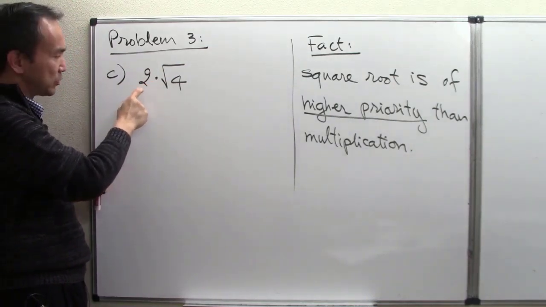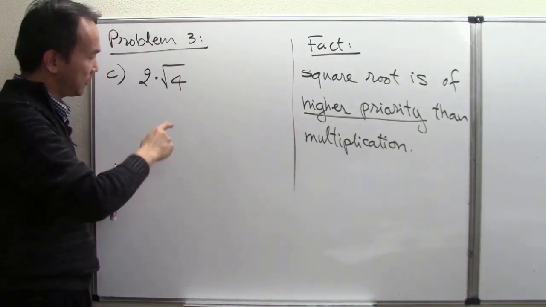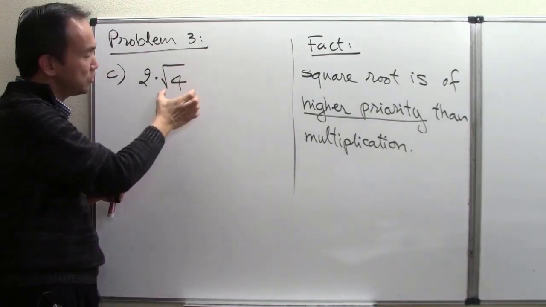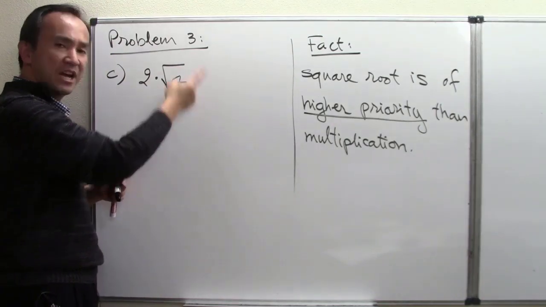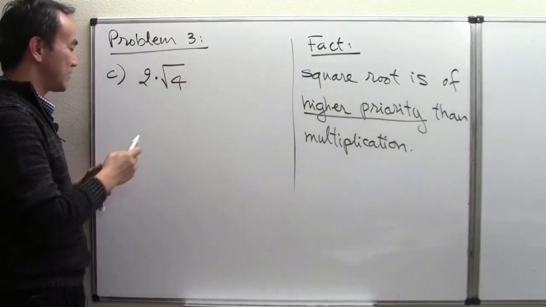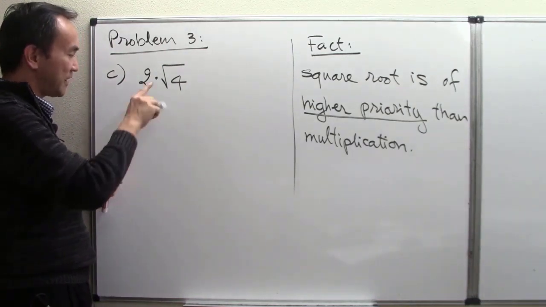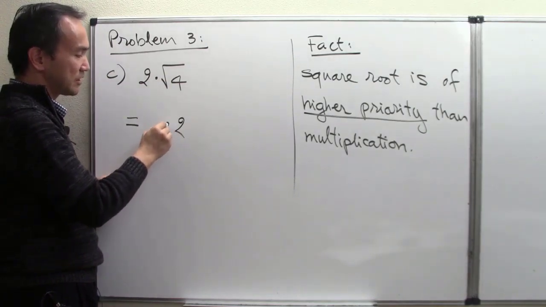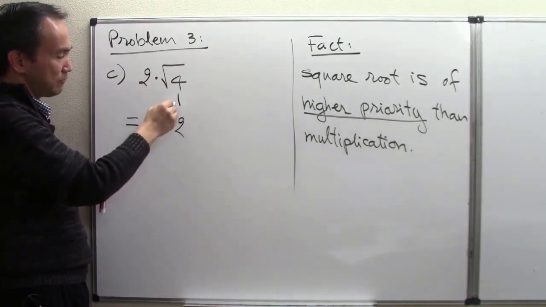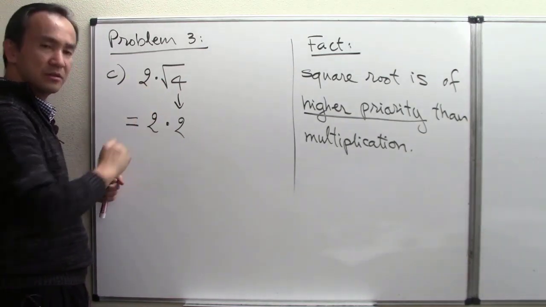This product is between 2 and the square root of 14. But according to this fact right here, we have to take the square root first to know the actual value of the square root of 4, and then we do the multiplication after. So working through the steps: first, I have to take the square root of 4. That gives a 2. Square root of 4 equals 2, and the other 2 is still held on to.